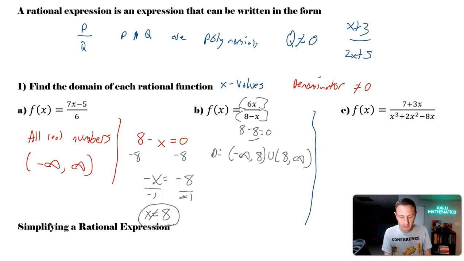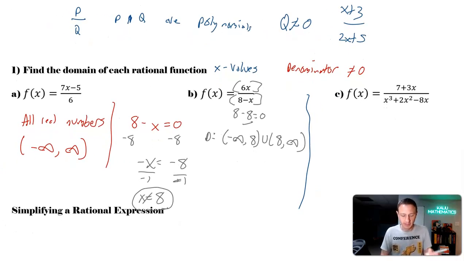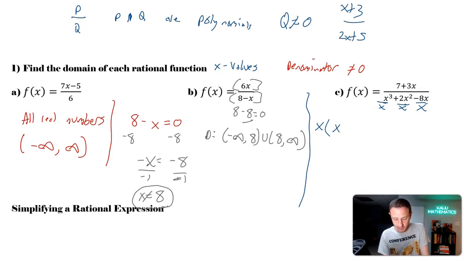Now letter C, 7 plus 3x over x to the third plus 2x squared minus 8x. First of all, I could factor out a GCF of x. See how I have x's all across there? So I'm going to factor out an x. And I'm going to be pretty quick about the factoring in this video since the lesson here isn't necessarily factoring. And that's going to be x squared plus 2x minus 8.